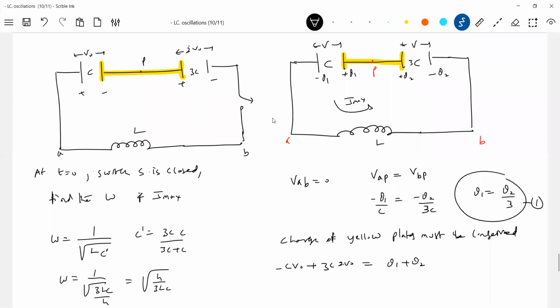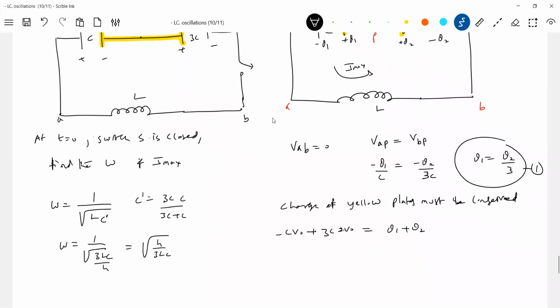After getting Q1, Q2, so let me continue further. This will be 6V naught. This will be 5CV naught. Q2 equal to 3Q1. So therefore, Q1 equal to 5CV naught by 4. Value of Q2 will be 5CV naught by 12. Now we have Q1 and Q2.